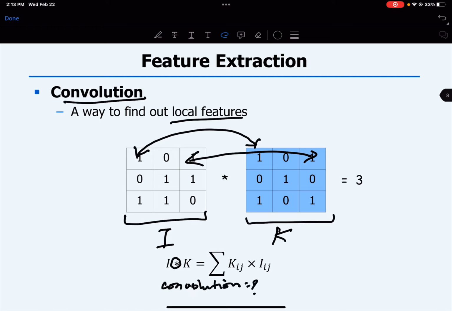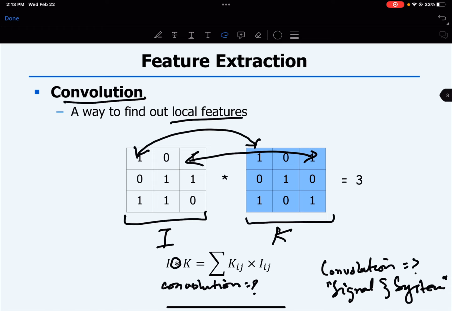So if you are unclear on the concept of convolution, I hope that you would have studied them in signals and systems or digital signal processing course. So kindly revisit that, and if you're still unclear, we can discuss this in the next lecture.